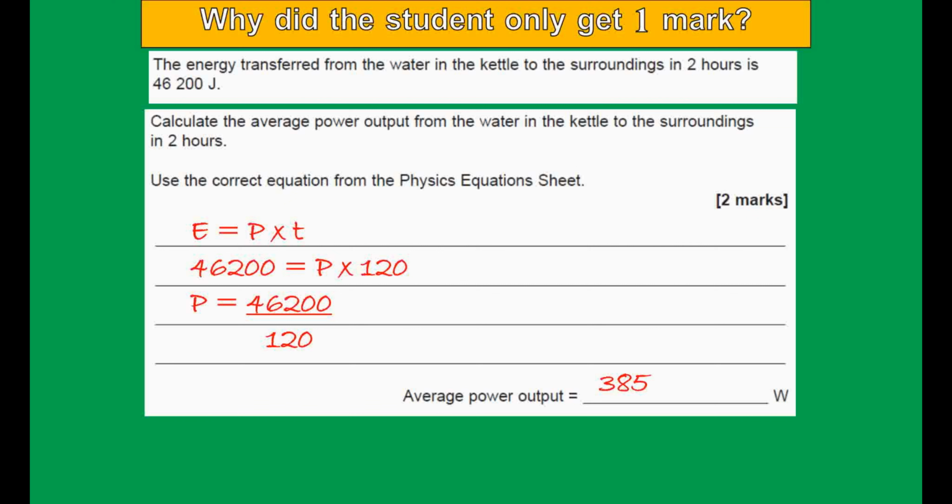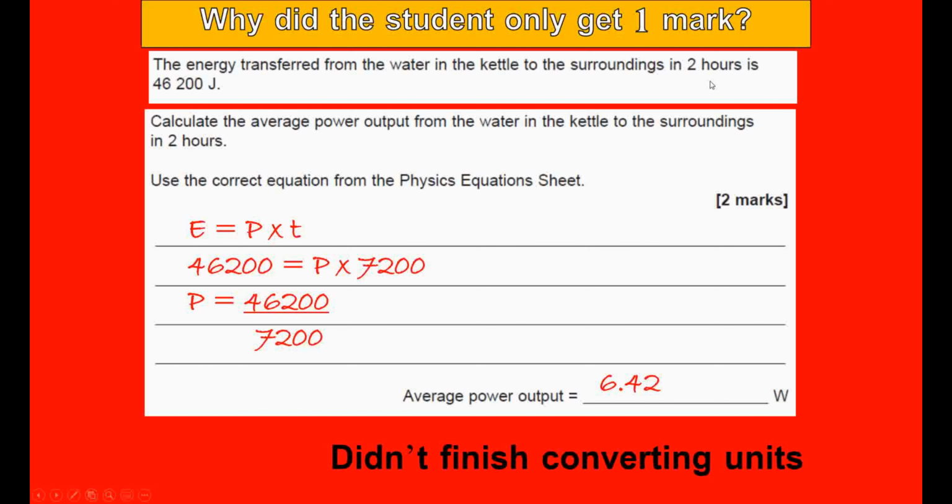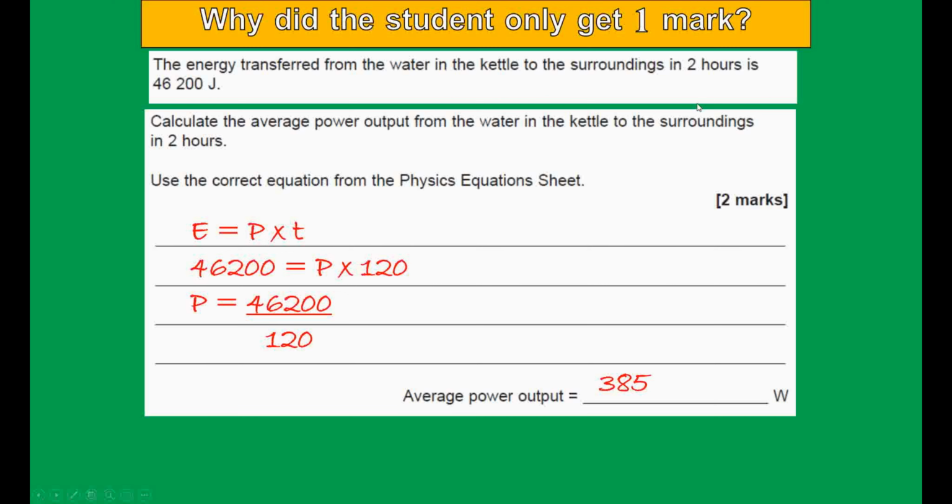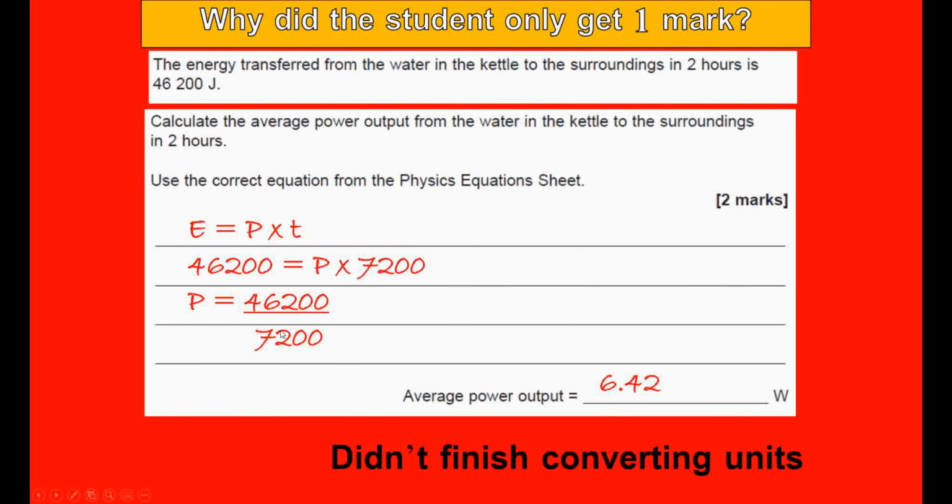Okay, so in this question, they didn't finish converting the units. They've got this 2 hours. They started to change it into minutes, but they didn't change it into seconds. So 120, 2 times 60, but we need to times it by 60 again to change that 2 hours into seconds. So we do 46,200 divided by 7,200 to get 6.42 watts. So be careful in those conversions. Now, as I said before, there'll be at least one place in your exam where you've got to change units. At least one. I think there'll be more than one.